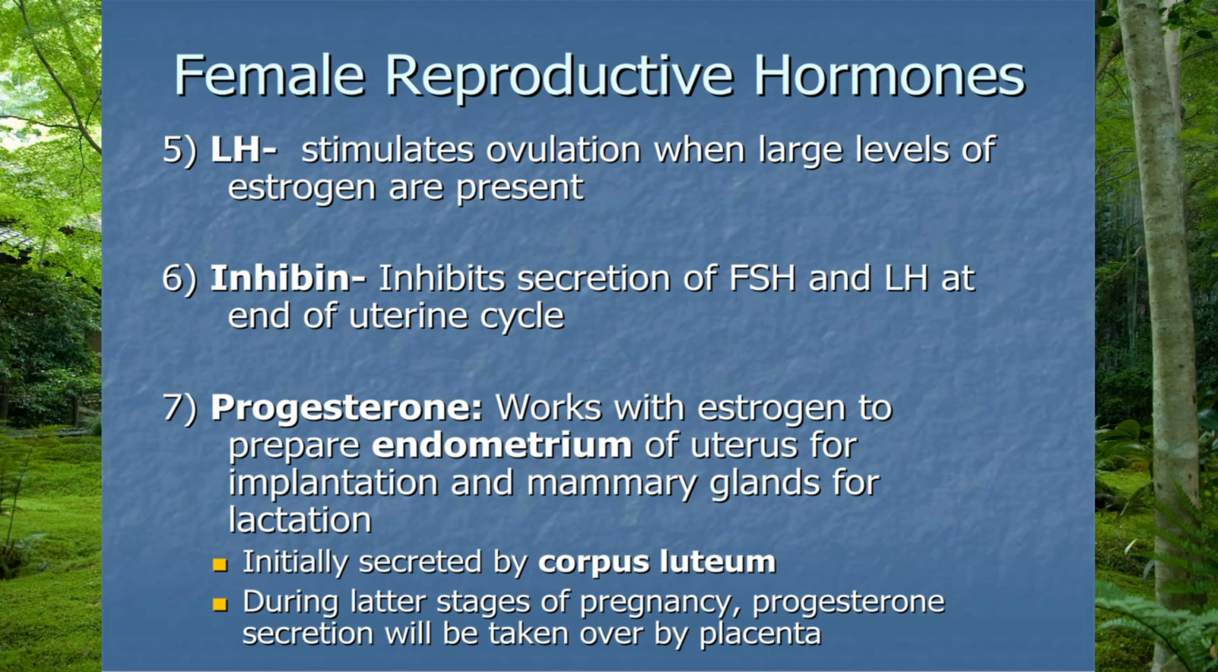Another hormone that's important in the female reproductive tract is LH. LH is the other one of our gonadotropins produced by the anterior pituitary under the direction of GnRH from the hypothalamus. And LH helps to stimulate estrogen production, but more importantly, high levels of LH actually stimulate the process of ovulation. That is, when an egg ruptures from an ovary and enters the fallopian tube. The next hormone is inhibin. Inhibin basically inhibits secretions of FSH and LH at the end of the uterine cycle, and so it basically regulates the timing of the female reproductive cycle.